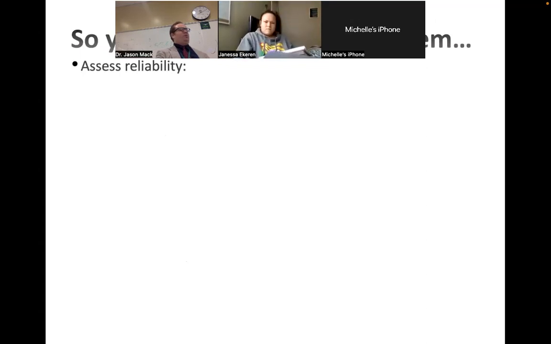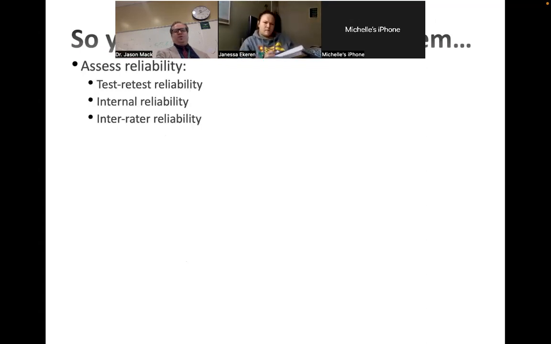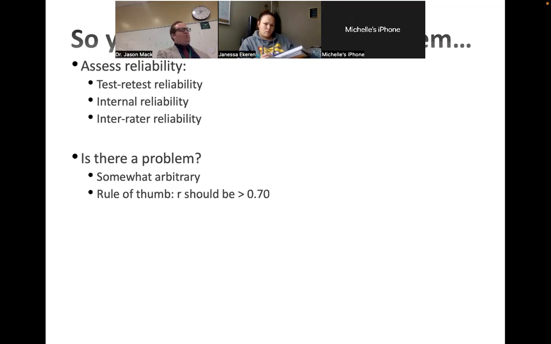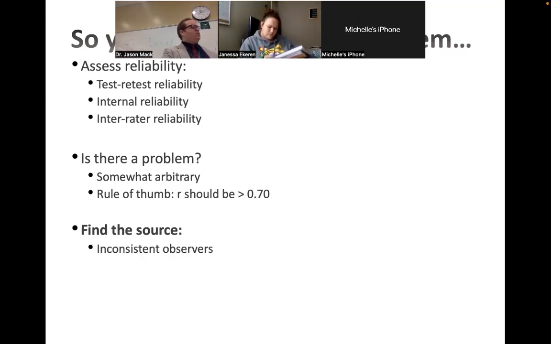Assess reliability: you're looking at test-retest, internal reliability, and inter-rater reliability. Is there a problem? An arbitrary rule of thumb is that r should be greater than 0.70. Find the source. Do we have inconsistent observers? Do we have inconsistent testing conditions?